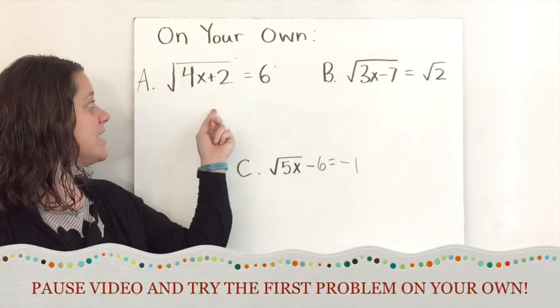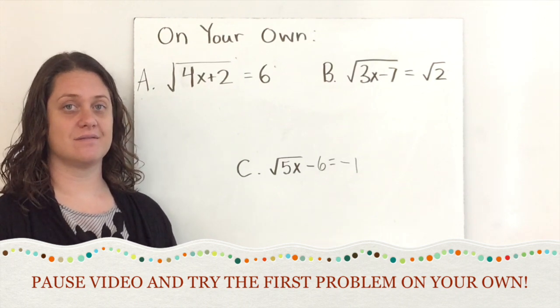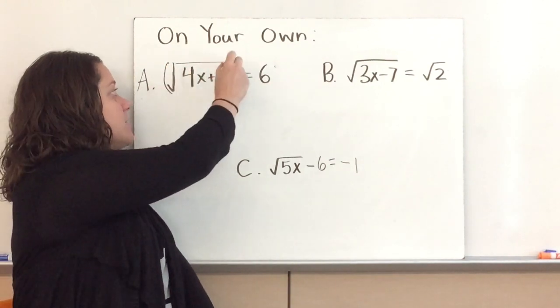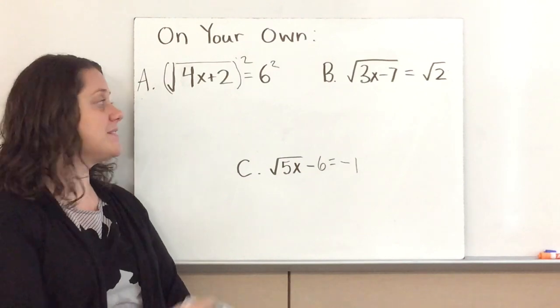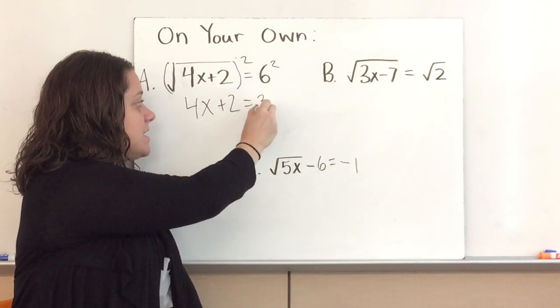All right, so go ahead and write down this first example and then pause the video and try that on your own. All right, welcome back. So hopefully you remembered that you're going to square both sides. So once I square the left side, I'm left with 4x plus 2 equals 36.